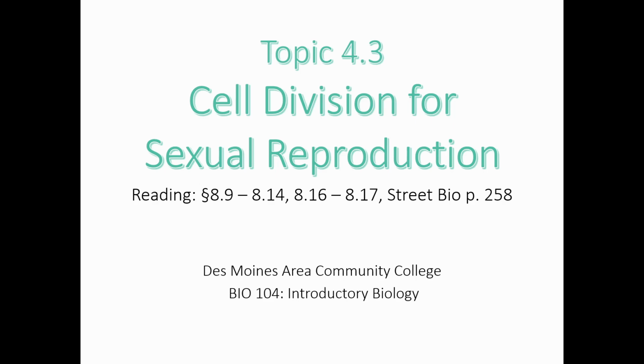For our last section of Unit 4, we're going to get into how we make gametes, namely sperm and eggs. Meiosis is the name of the process used for sexual reproduction for organisms that require two individuals to create new offspring.